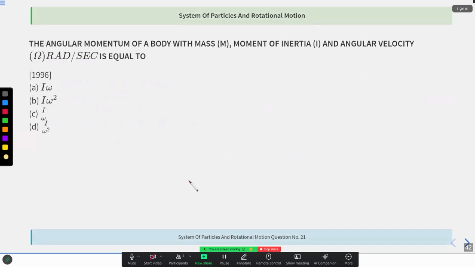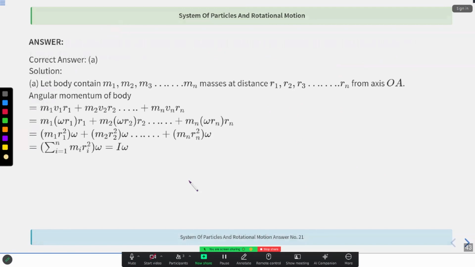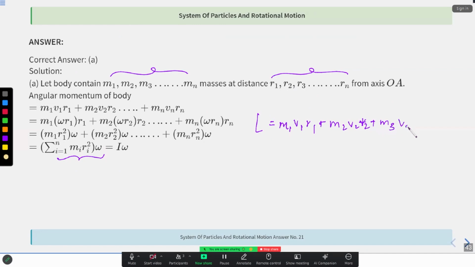Okay, the angular momentum of a body of mass m. See what they have told us to calculate: angular momentum. What is angular momentum, guys? It is denoted by capital L, of a mass m and moment of inertia I, and the angular velocity is pi radians per second. This is a simple formula. Now we know the derivation: let's say I have n masses and the distances of these masses from the axis are r1, r2, r3 and r4. We have to calculate the angular momentum of every particle, which will be m1 v1 r1 plus m2 v2 r2 plus m3 v3 r3.